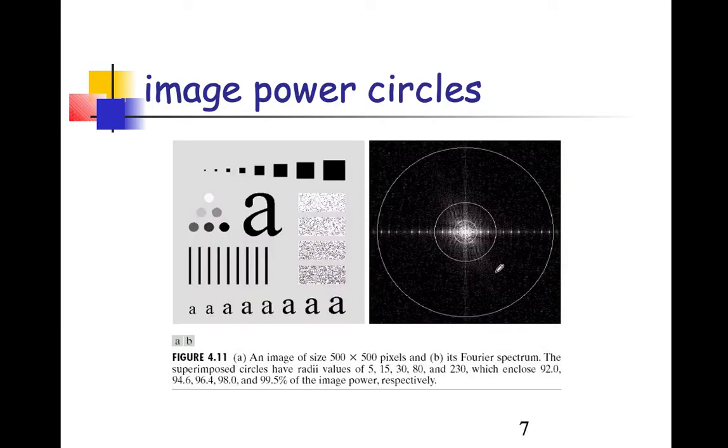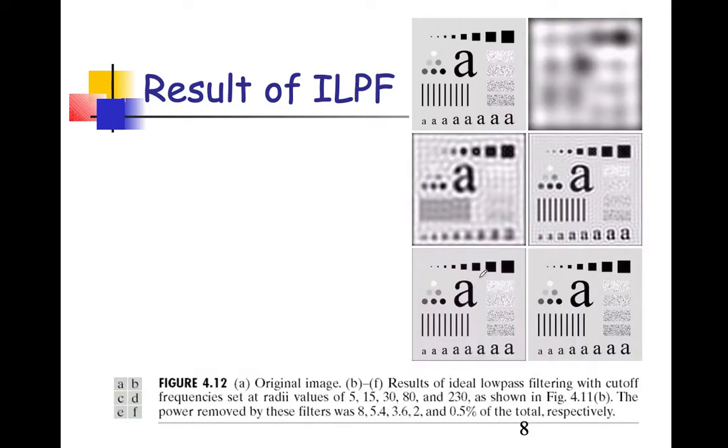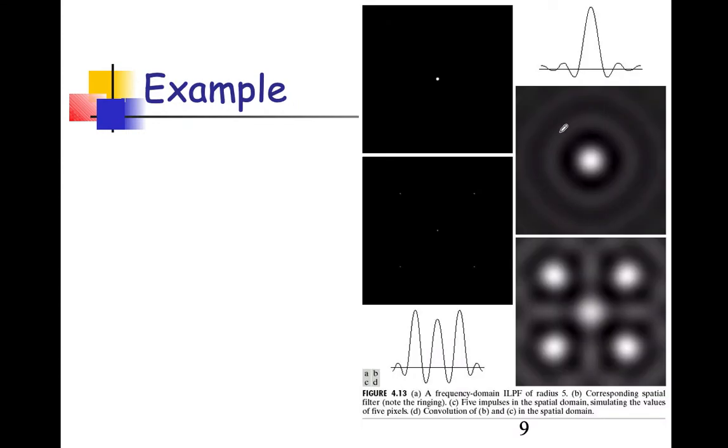This also shows power circles with different frequencies. This is one example, and you can also see the results of the ideal low pass filter by sending certain patterns with different radial values. This is also one example of the radius values which we are considering.